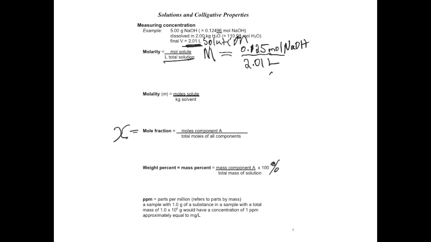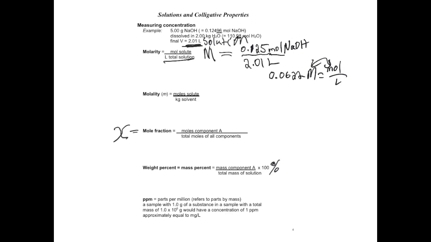And that gets you 0.0622 molar, or moles per liter. So you could use either one of these as your units. So that's what I got. See if you got that. That makes sense. So now let's move on.